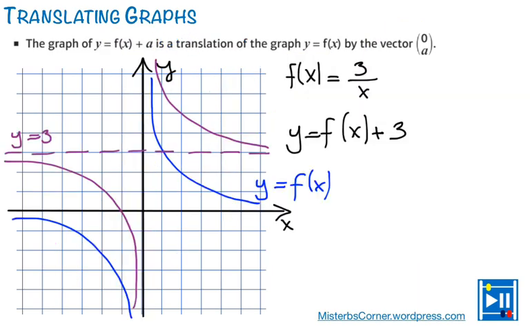Another example would be this. The blue graph is the original equation, whereas the purple one is the translated one. And you can see that the asymptote is no longer the x-axis, but the line y equals 3, which you have to mention on the graph as well.